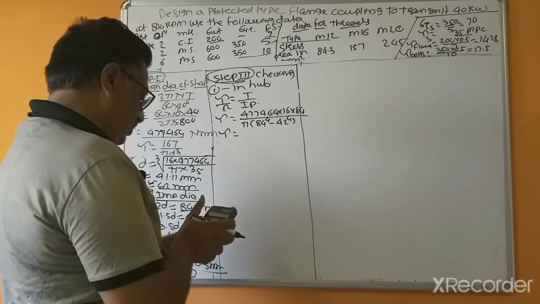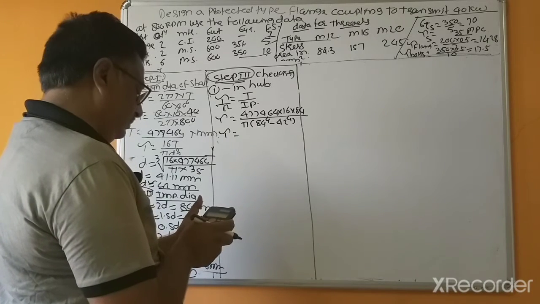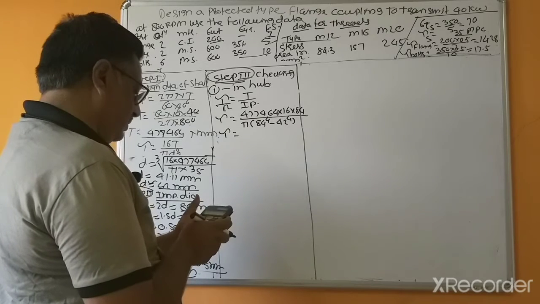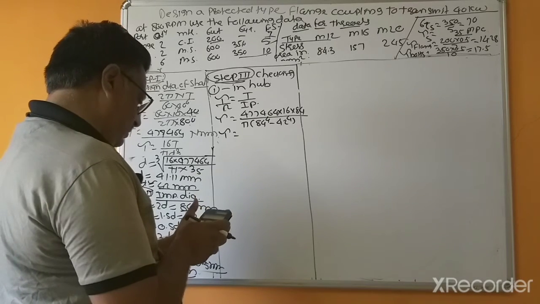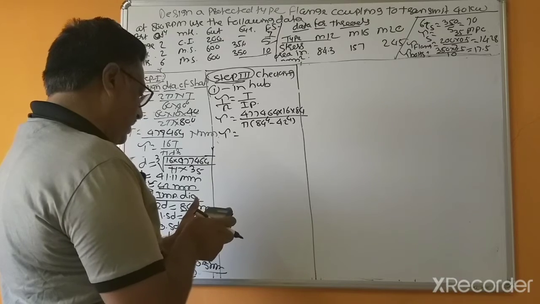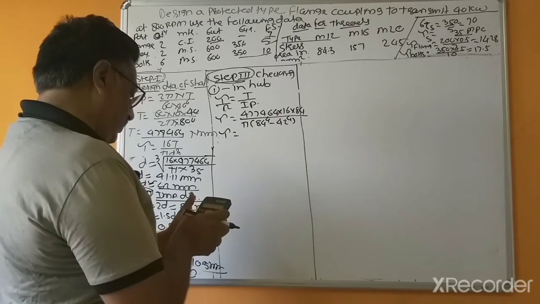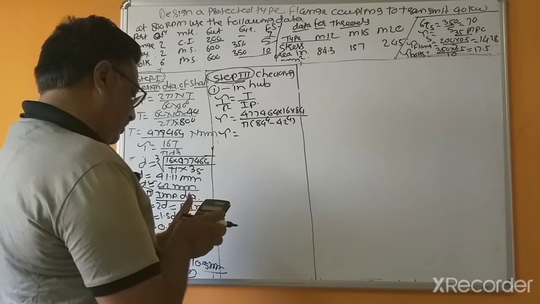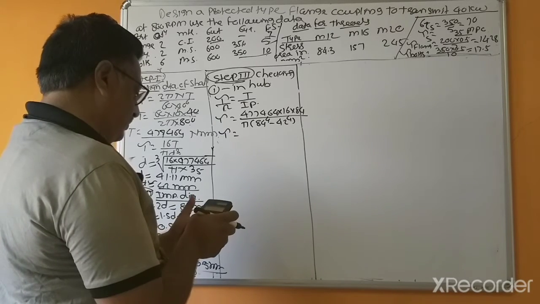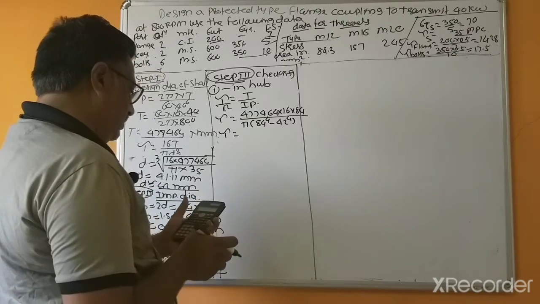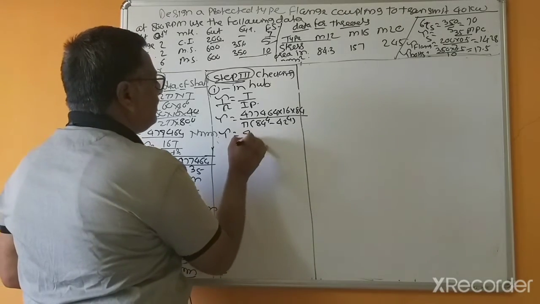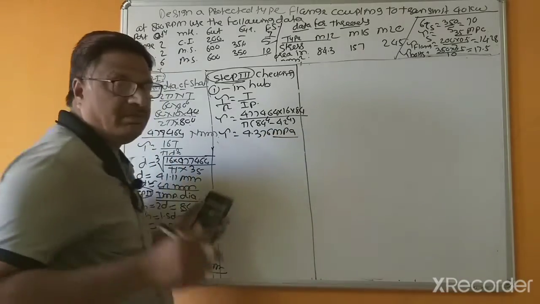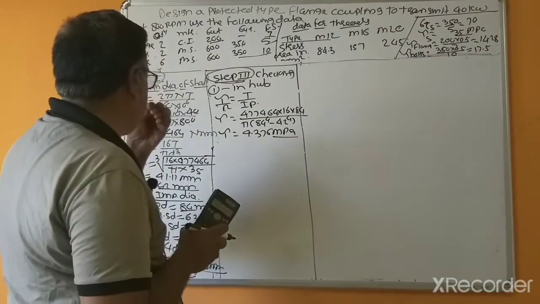477,464 multiplied by 16 multiplied by 84 and divided by pi divided by bracket 84 squared minus 42 squared, bracket close. This is equal to 4.376. This design is safe. Write its unit, megapascal. This is also important.